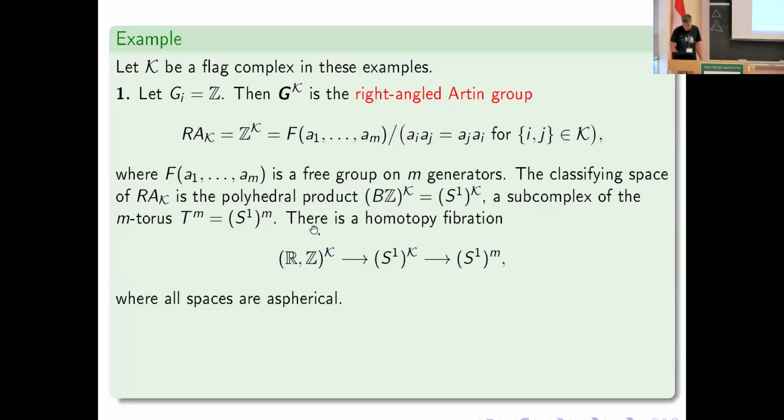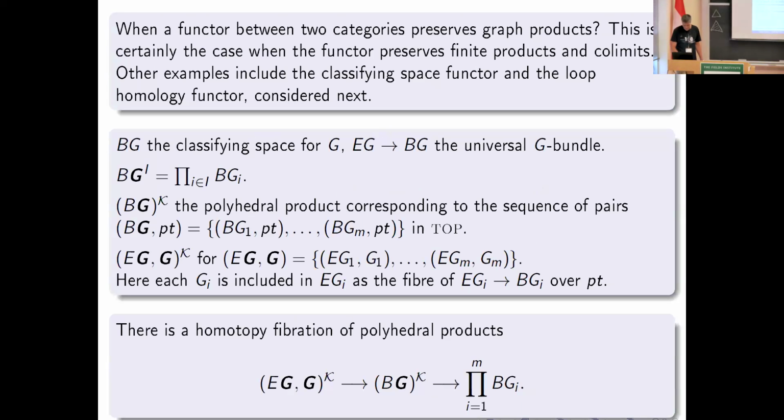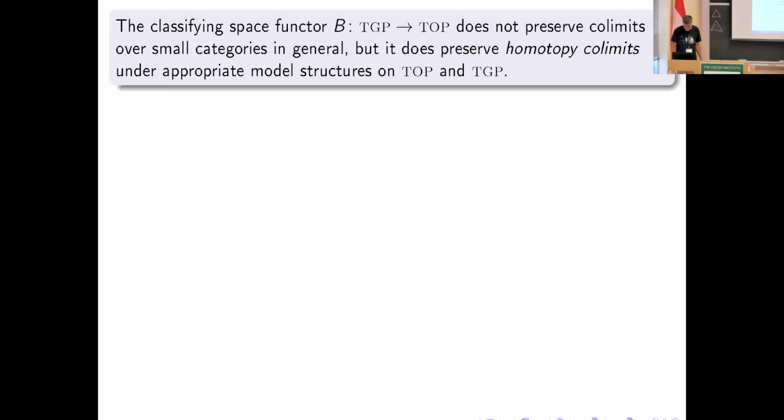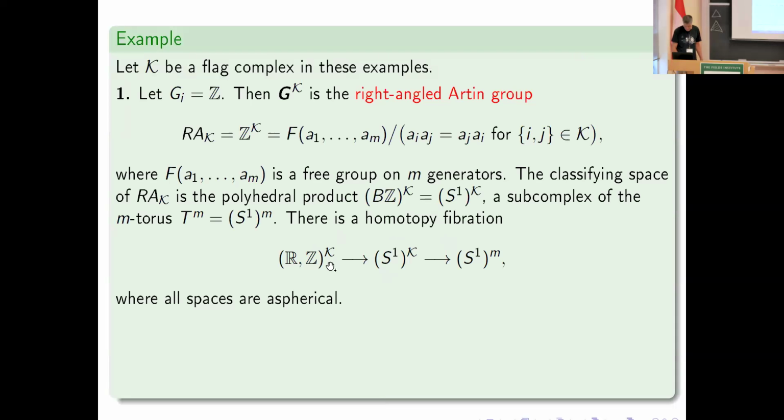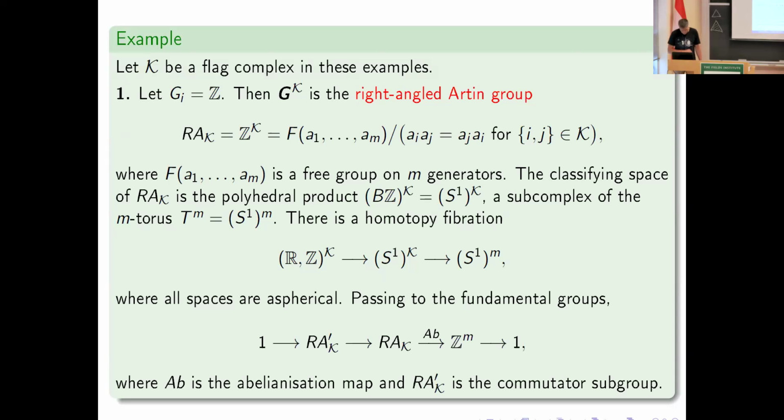And if you look at that homotopy fibration that we had, I'll also write down this homotopy fibration for all those examples. So that one would be like this. This is a polyhedral product, which is the kernel of this inclusion map. And all these spaces are spherical, because you start with a discrete group. So here K is flag right from the beginning. Now once you pass to the fundamental groups, you get this short exact sequence, where this is a commutator subgroup. So you also know that this space is a K(pi,1) space for the commutator subgroup in a right-angled Artin group.